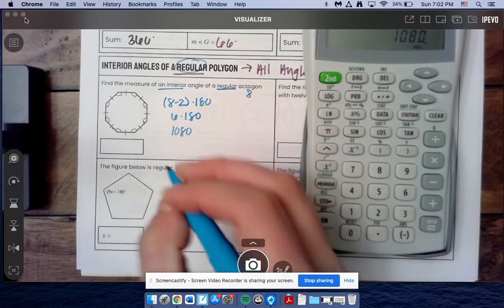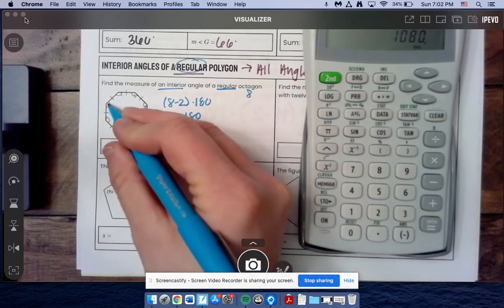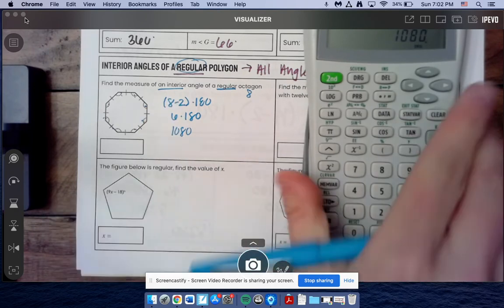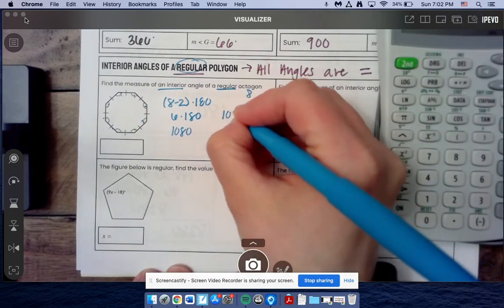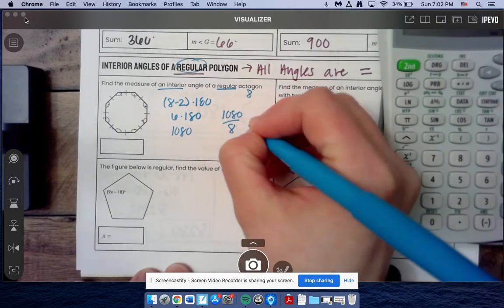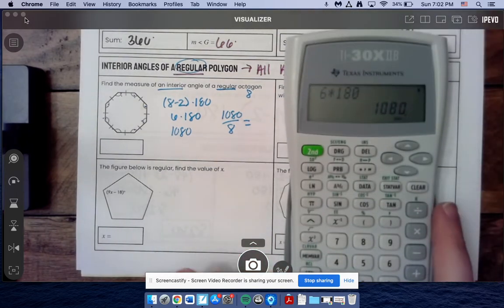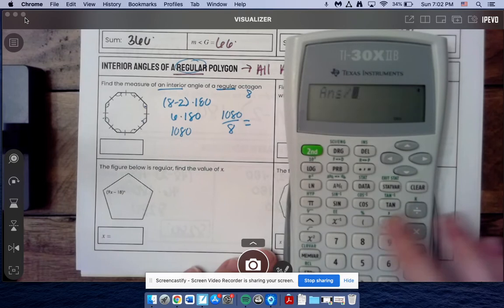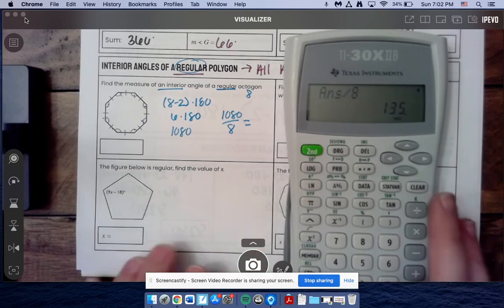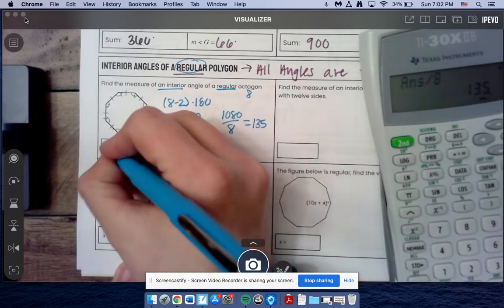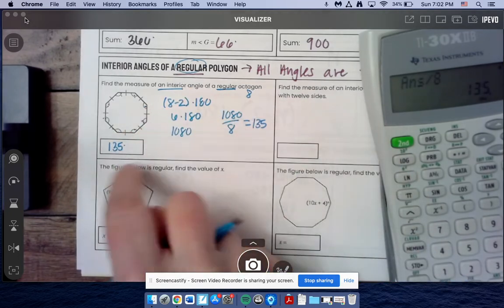Okay, you guys. So all of these angles in here add up to 1080, but we just want just one of them. So now you got to take 1080, and since they're all equal, we got to divide it equally by 8. So what's 1080 divided by 8? 135. So each of these angles in here, you guys, is 135 degrees.